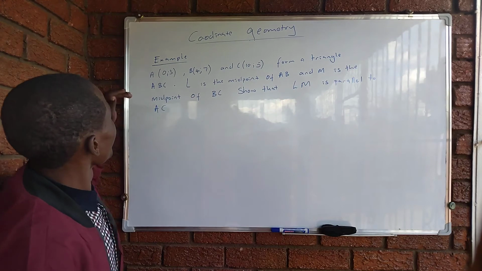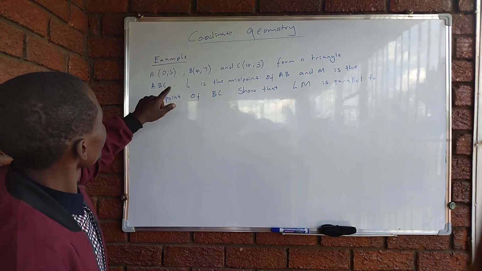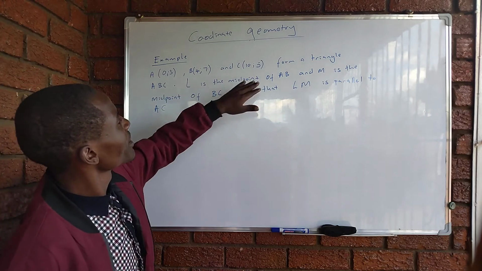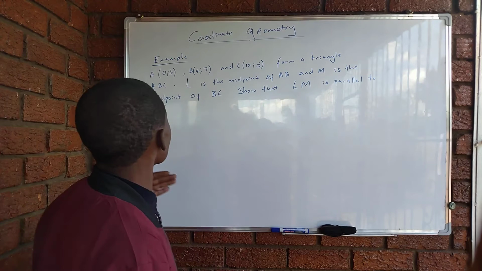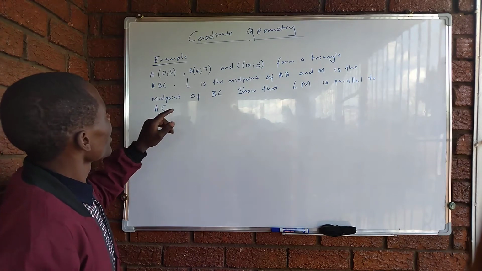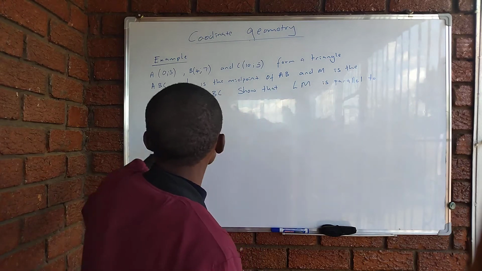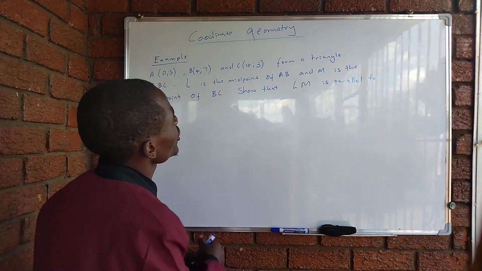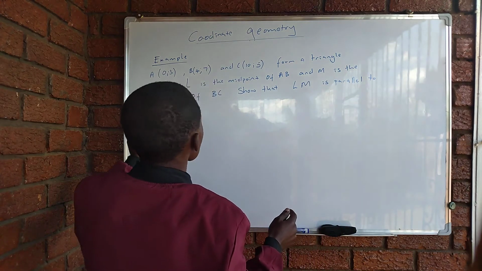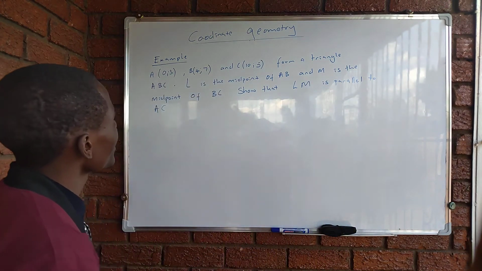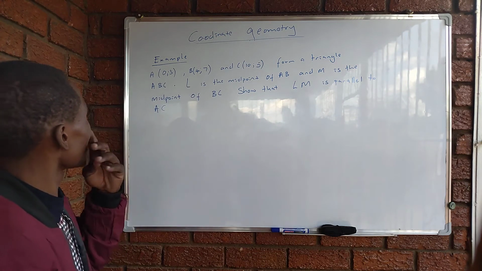Right, example. A is (0,3), B is (4,7), and C is (10,5), form a triangle ABC. L is the midpoint of AB and M is the midpoint of BC. Show that LM is parallel to AC, right? So guys, this is the question here. Show that LM is parallel to AC.